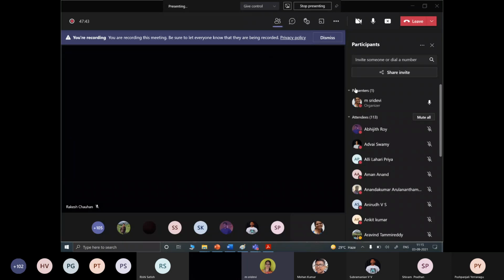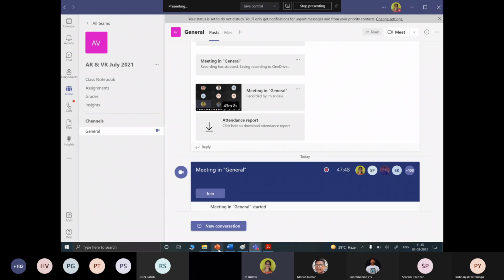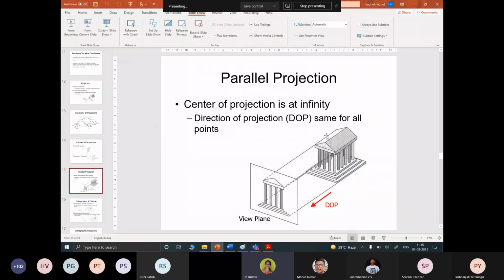So next class we will discuss different types of projections, that is, how the orthographic projection provides the different views, and we can explain it with some problems.